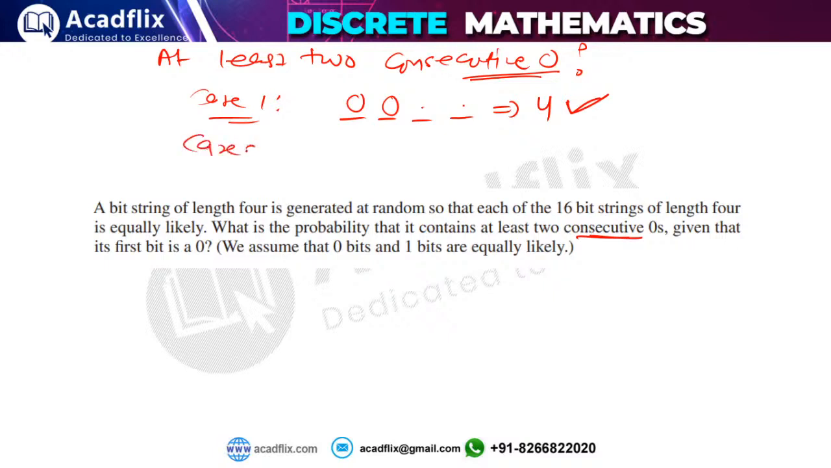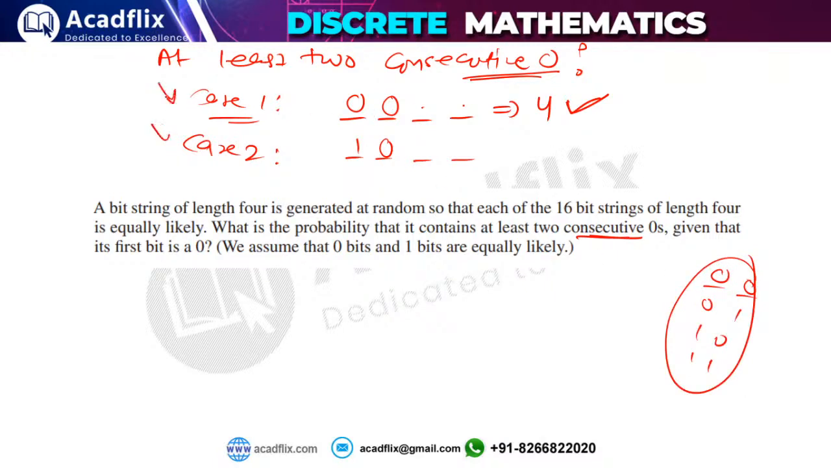Now see, in case 1 the first two bits are 0 0. In case 2, the first two bits can be 1 0. Because the first two bits can be either 0 0, or 0 1, or 1 0, or 1 1. These are the four cases possible for the first two bits. So this case is different from this case. In this case the first two bits are 0 0, and in this case they are 1 0.